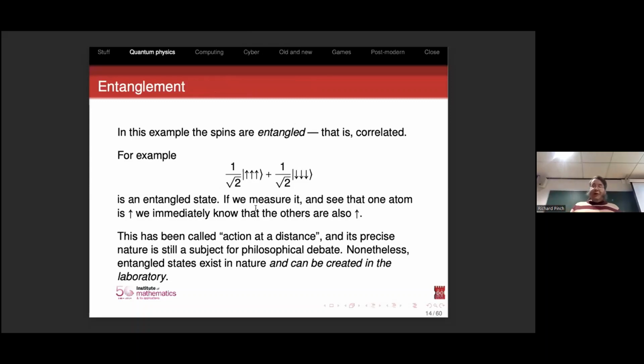So if we write down this state here, it has a square root because the coefficients are squared in modulus to produce probabilities. But in terms of probability, that's a system that with probability half, will be found in the all up state, and with probability half, will be found in the all down state. So these three atoms are in entangled states. If you knew somehow, which you can't, that one of them was up, then you would know that the others were up.